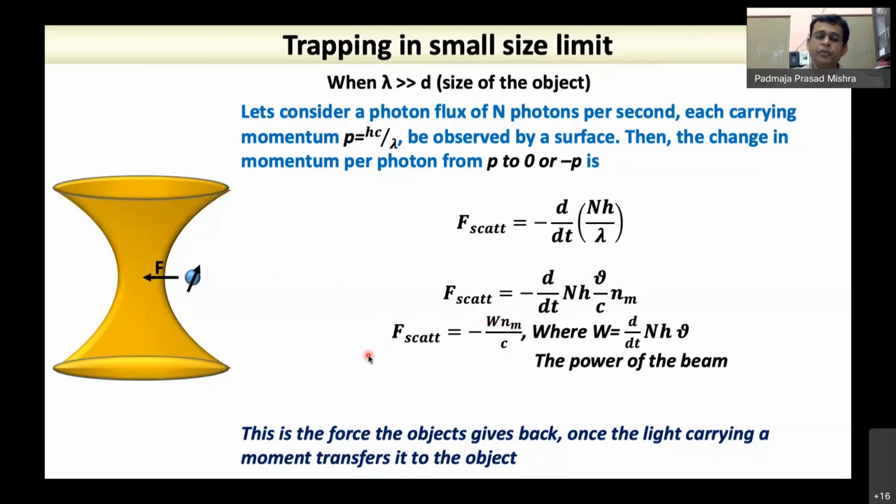So the scattering force mostly depends on two factors. One is the power of the laser beam or the light beam that we are using, and the other is the refractive index of the medium. This is the force which will be given back by the object because there is a change in the momentum. So there are two forces, I think I am able to convince you. One is the scattering force, which acts in the direction of the propagation of the light, and the other is the gradient force, which is bringing the molecules towards the center.